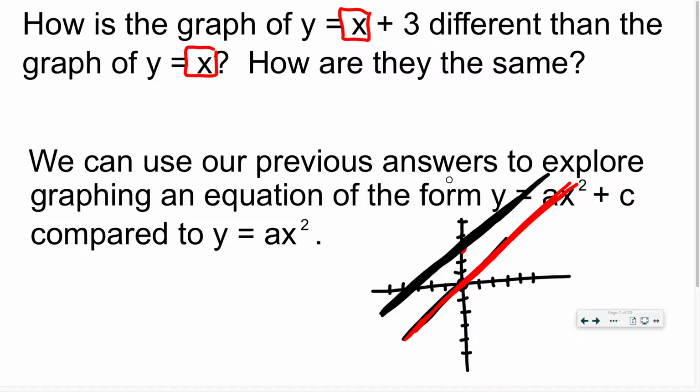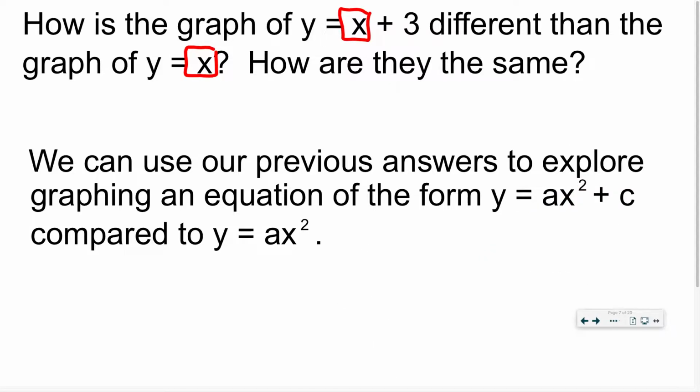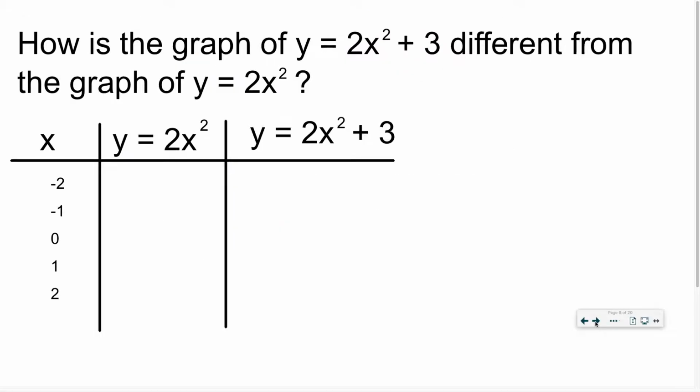So we're going to use this same understanding to figure out the differences between y equals ax squared plus c and y equals ax squared. How would the graph of y equals 2x squared plus 3 be different than the graph of y equals 2x squared?